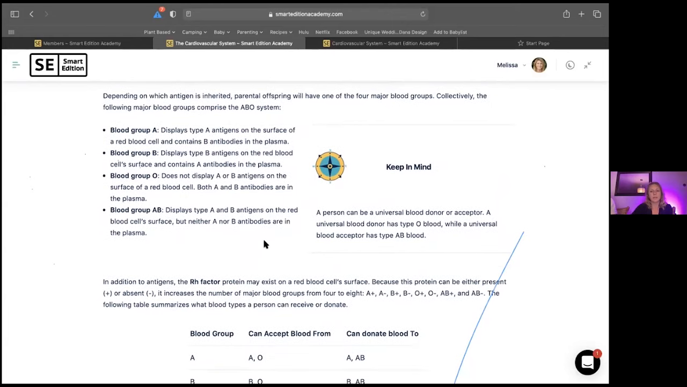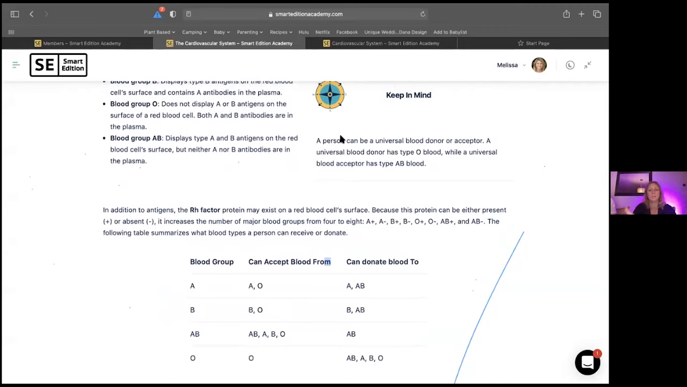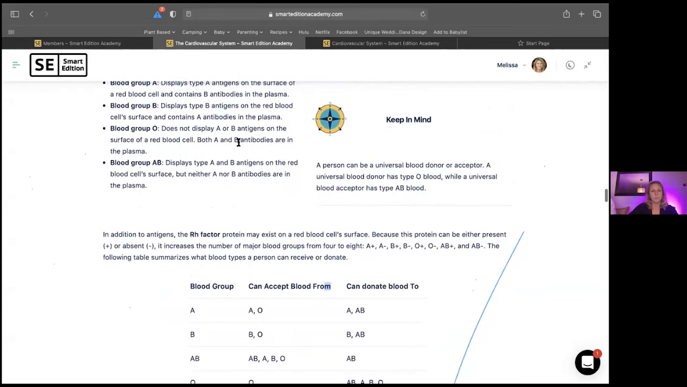All right. Another thing, down here, who can accept what? You always want to remember that there's one type of blood that can be a universal donor and one type of blood that can be a universal acceptor. The universal donor means that person can donate to any type of blood. The universal acceptor means that person can receive any type of blood. And the reason for that has to do with the antigens and the antibodies. The universal donor is O blood type. And I always remember that because donor has two O's and blood group O.